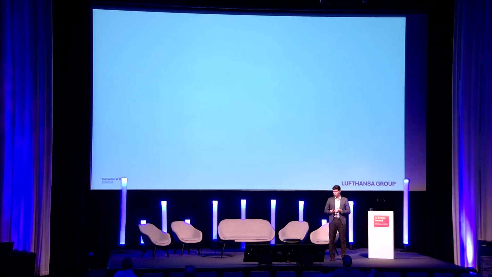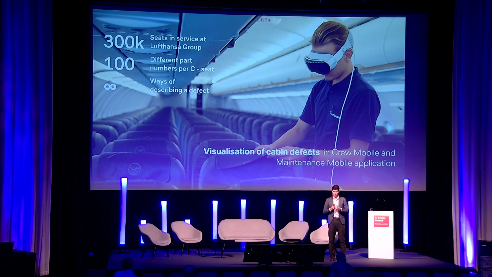The next use case is more passenger-focused. So there are over 300,000 seats in service at Lufthansa Group. And essentially, there are 100 parts per seat. Every single one of those parts can be broken. And if the customer has broken it, they usually do not report that to the staff, unfortunately, so there can be really bad surprises for the customer. So the solution to that was to understand how we can capture that information better, how we can translate that to the staff and to the actual technicians who would service the seat later, for us to improve the efficiency.